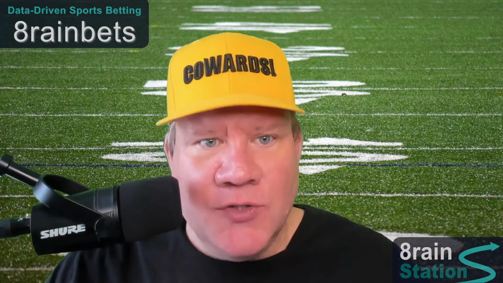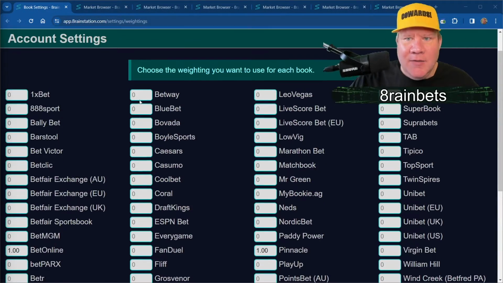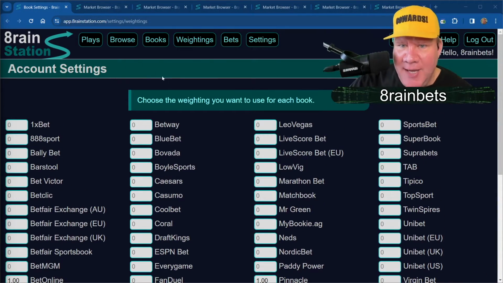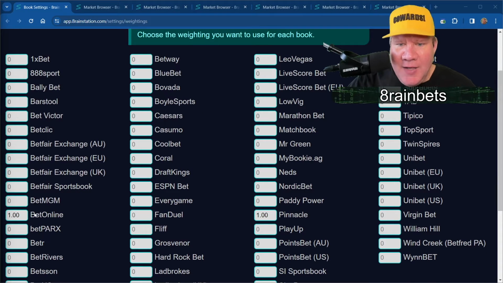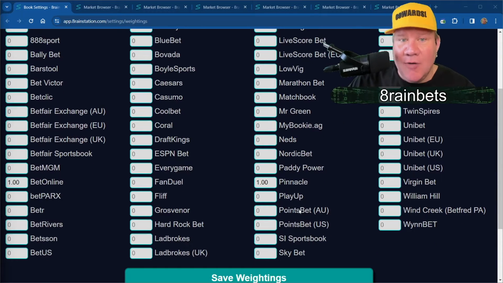So the first thing to know is on the account settings, the weightings page, we have BetOnline is a 1 and Pinnacle is a 1. So this is how I'm doing my betting currently, and this will change over time.